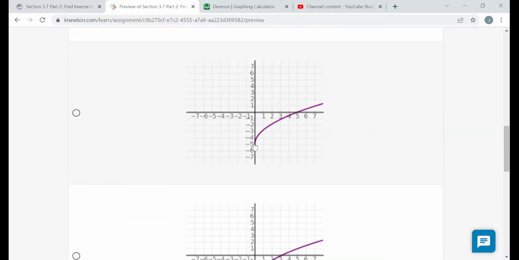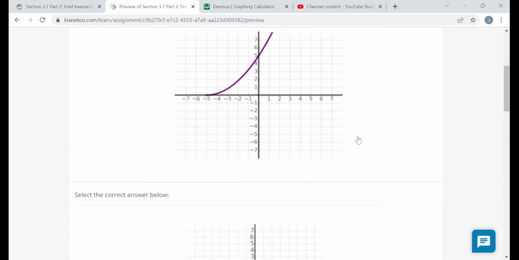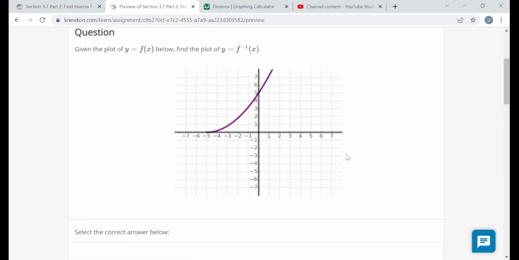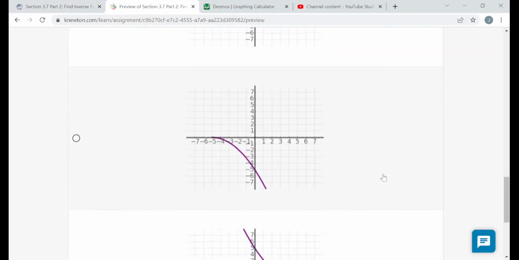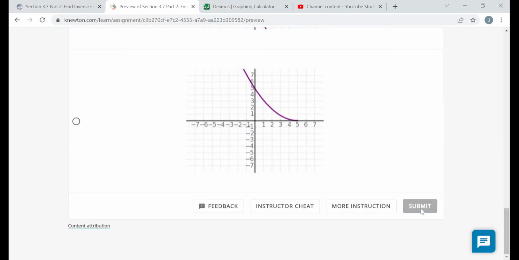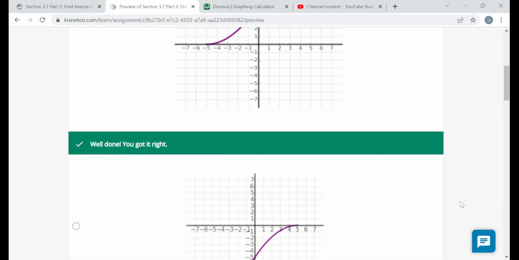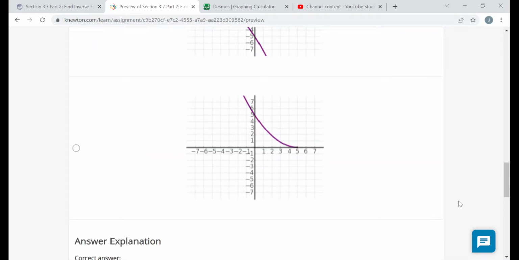So this one here, from negative 5, 0 to 5, from 0, negative 5 to 5, 0, and curling up forever. Curling this way. Again, a reflection of this graph across the line y equals x, switching the x's and y's. It's the only one that seems to fit. Great.